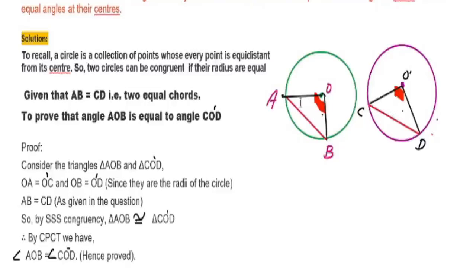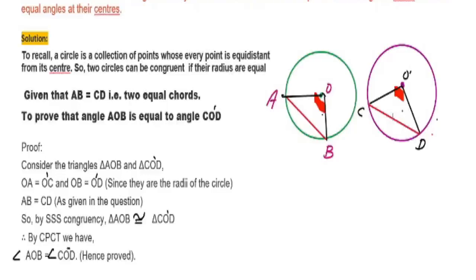Now in these two triangles, all three sides are equal. So we can use the SSS congruence condition. By SSS congruency, triangle AOB is congruent to triangle CO'D. Then by CPCT, we can write angle AOB equal to angle CO'D. That means these two angles at the center are equal. So this is what we had to prove. This is the solution of the first question.